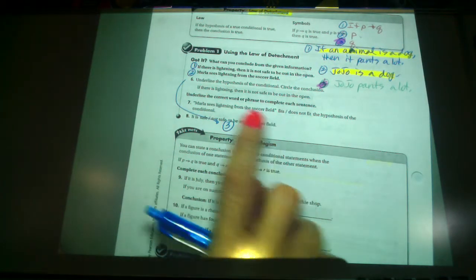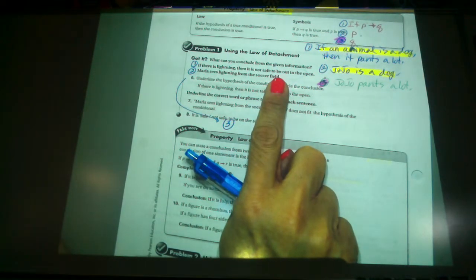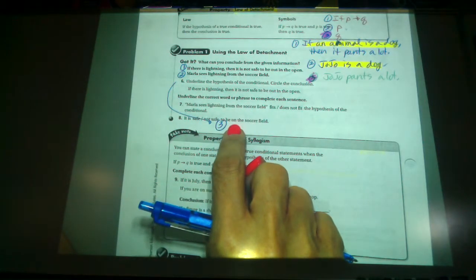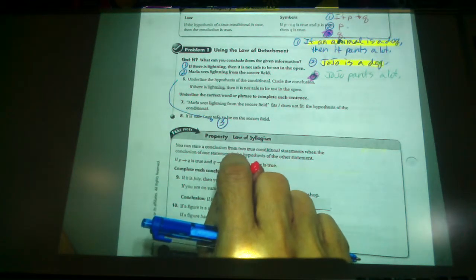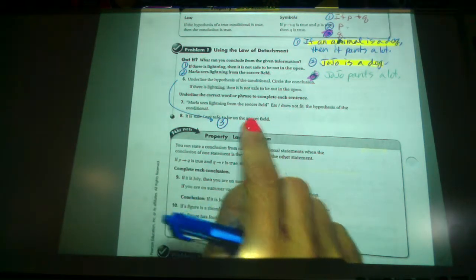What does the original conclusion say up here? Then it is not safe to be out in the open. So you said Marla is not feeling safe. And you don't necessarily have to say Marla in the second one because we already said it first. You could say she, or then Marla feels it is not safe to be on the soccer field, or then she doesn't feel. So you can use that pronoun after you've used the noun.